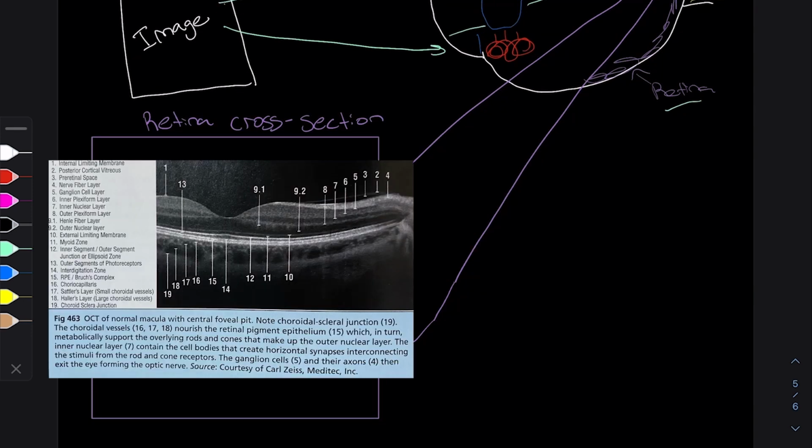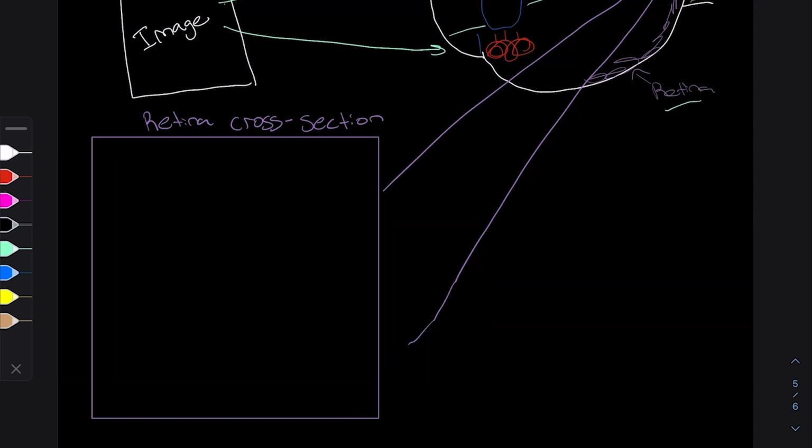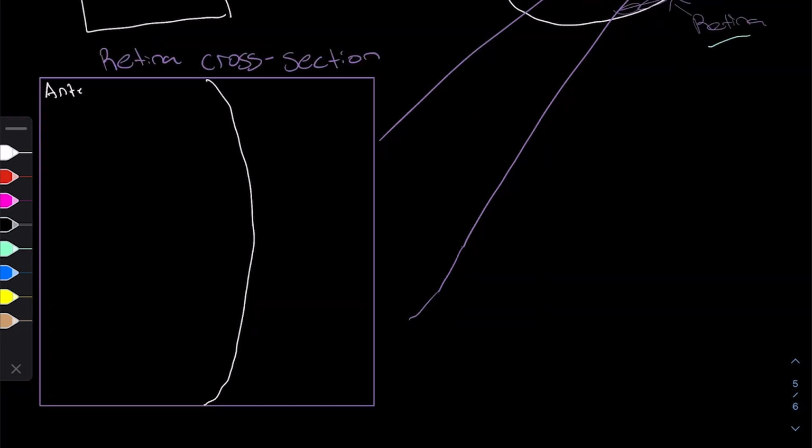The thing is, the retina in reality has a bunch of different layers, as you can kind of see here. I'm not going to go over all of these right now. I'm just going to go over two of the most important ones that help us see. So those are the only two layers that are going to be in my cross section here. So the first thing I'm going to do is draw the back of the eye here in white. I'll label anterior and posterior, just so everybody has their bearings.